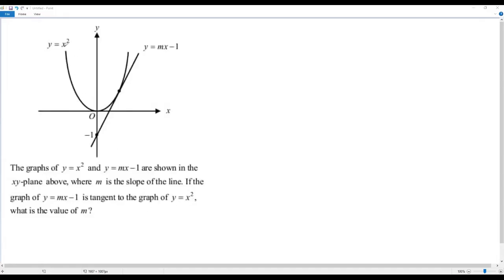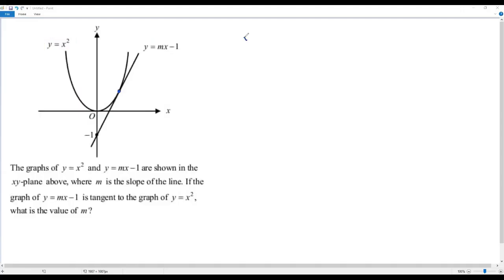Okay, here the graph of y equals x squared is a parabola, and the line y equals mx minus 1 intersects it at only one point. If I want to get the point of intersection, that is the x coordinate and y coordinate, I have to solve the system of equations y equals x squared and y equals mx minus 1. Okay, now let me solve this system.